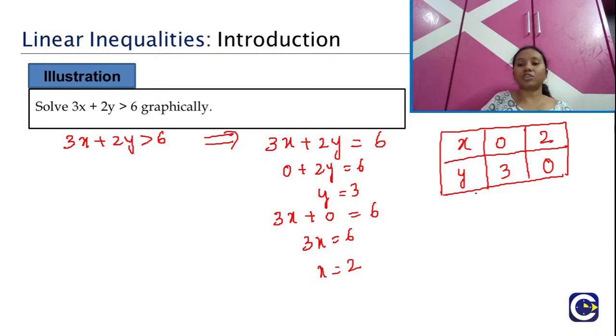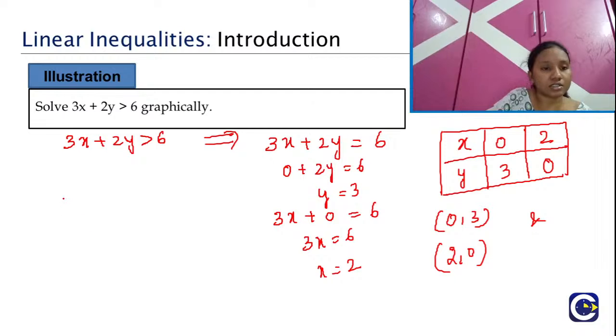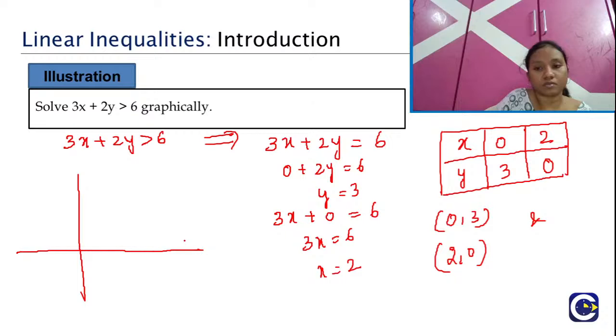That means we have two points here. What are the coordinates? 0, 3 is one coordinate and 2, 0 is my other coordinate. So let's plot these two coordinates first. So 2, 0, let it be here. And 0, 3, so 1, 2, 3, somewhere here. So our line will be like this.